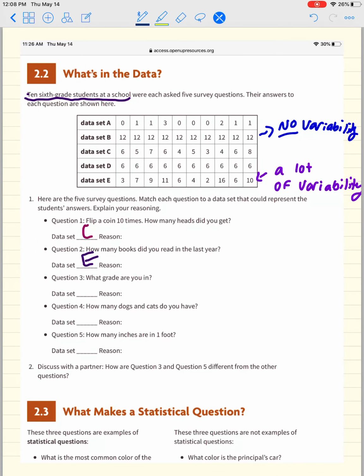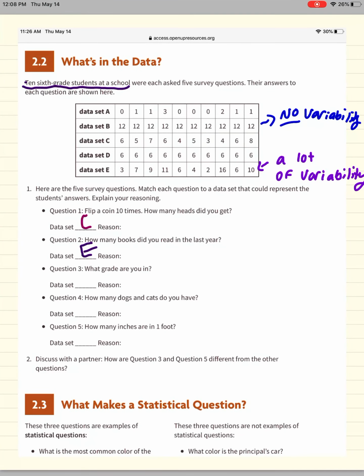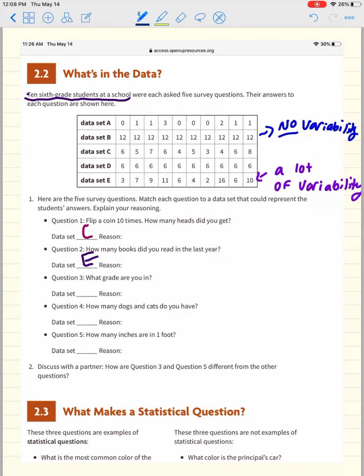And so because of that, we can put data set D for that one, because we already know that they are all going to answer with 6th grade. That question has 0 variability because you asked all the students in the same grade what grade they're in.